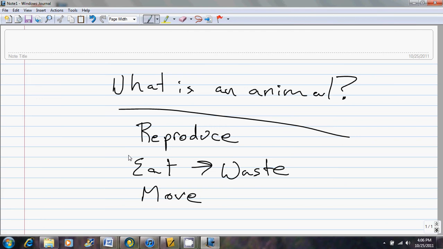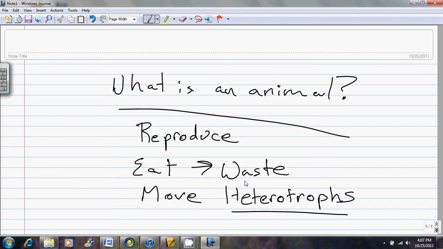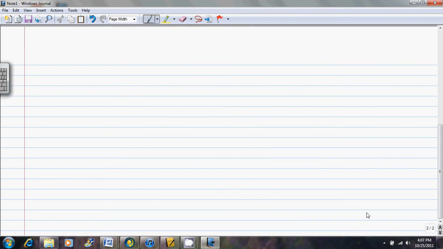Now, some animals you say, well, I didn't know a starfish moves. They actually do. And even sea anemones and coral do move, they just don't get up and walk. But movement is an extremely important part of animals. That's because of another thing that fits them. They're also heterotrophs. And remember, heterotrophs means that they can't make their own food, so animals need to eat other organisms in order to survive.